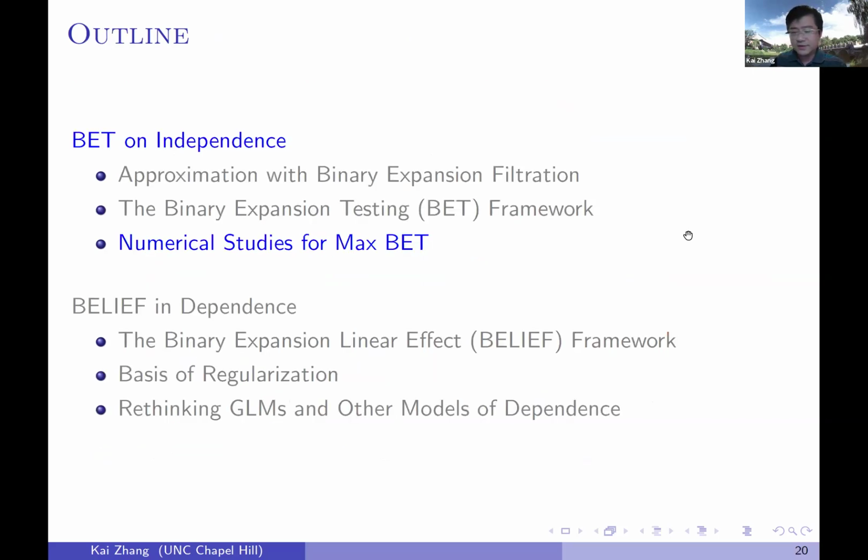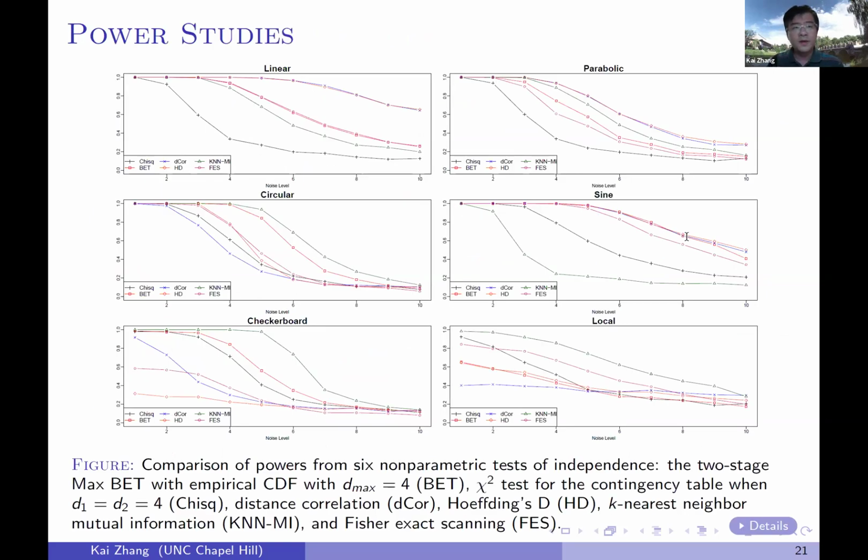Now let's take a look at some numerical studies. First, the power studies here, these plots have to look good, right? But we did compare our method with many others under many settings, and BAT shows robust performance because of minimaxity, right? We are protected from the worst case.